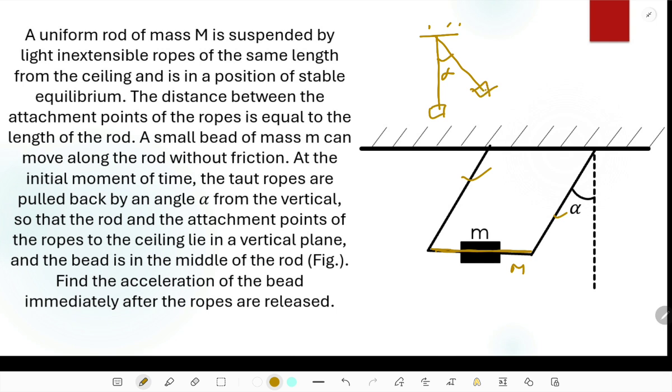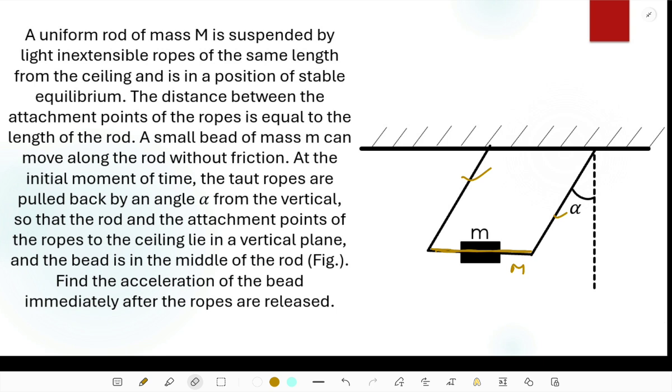Okay, so the rod is released, and alpha is practically constant immediately after the rod is released. From here it is released, and I need to find the acceleration of the bead. This is the problem at hand, and we have to solve it. So how can we do it? Let's see how we can do it.